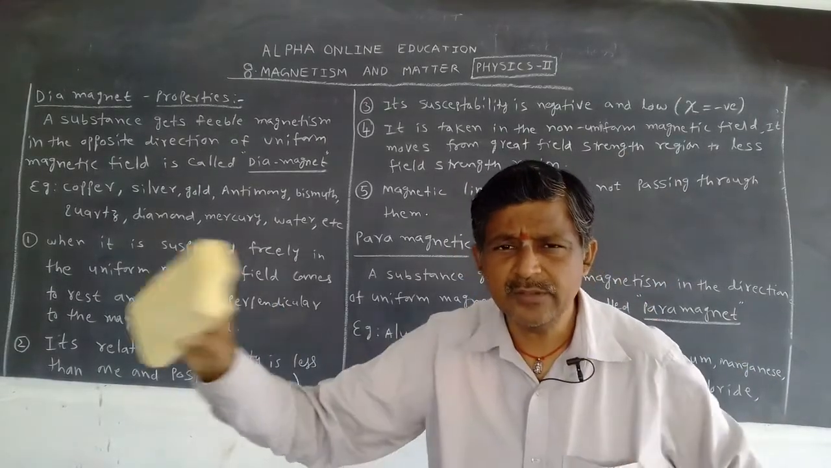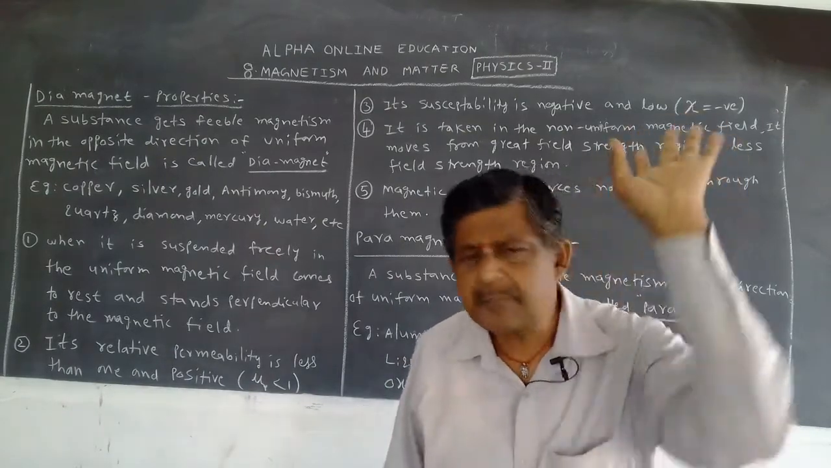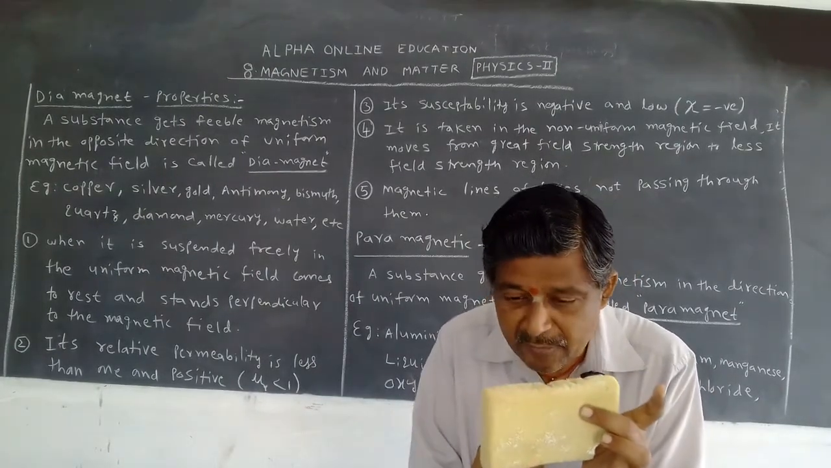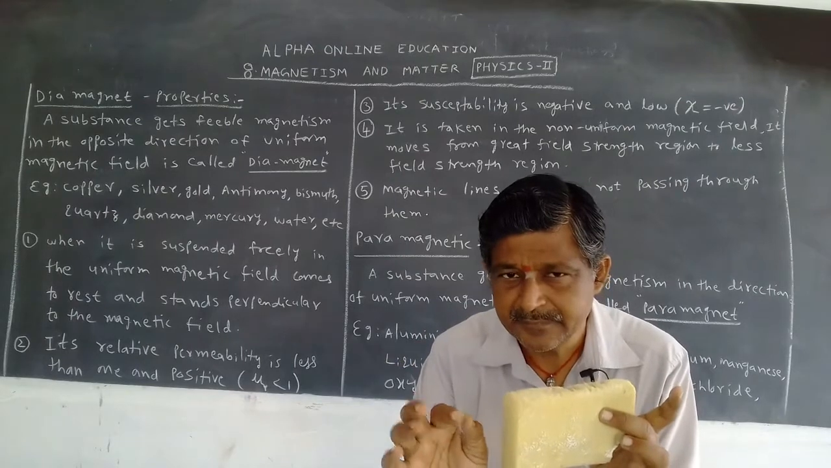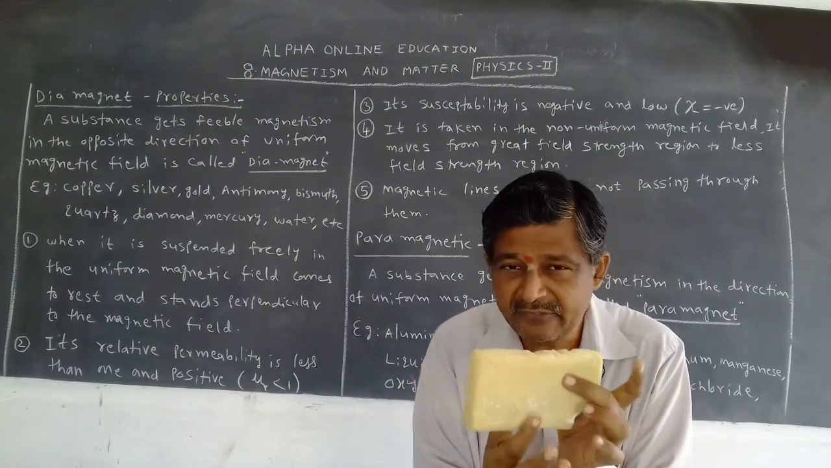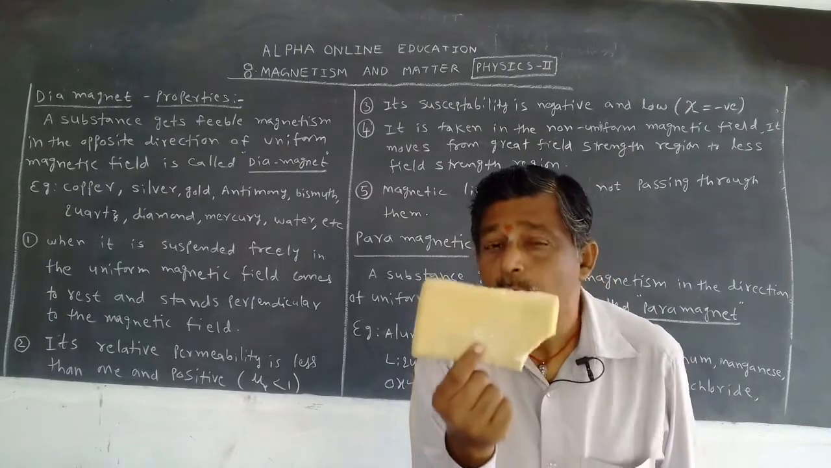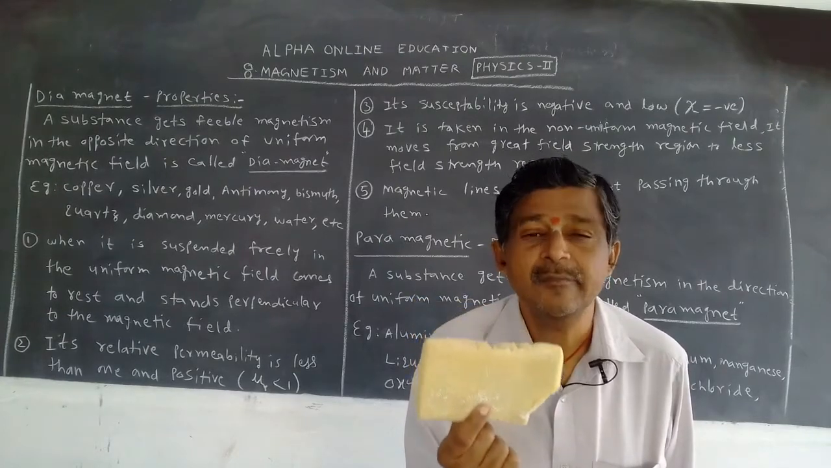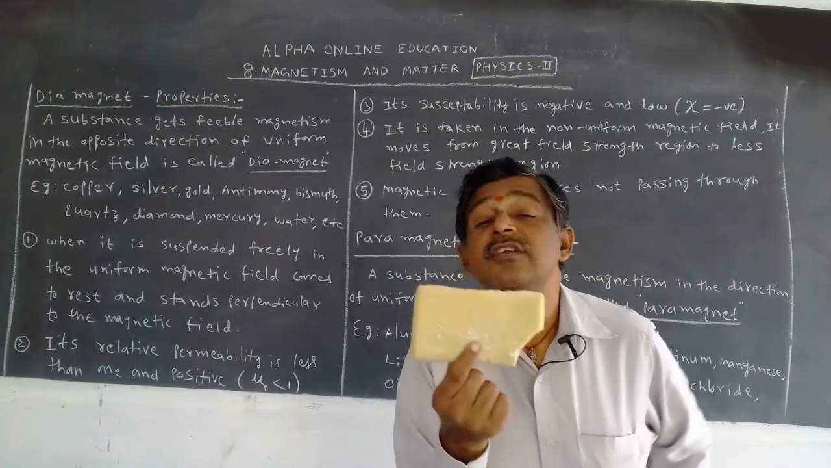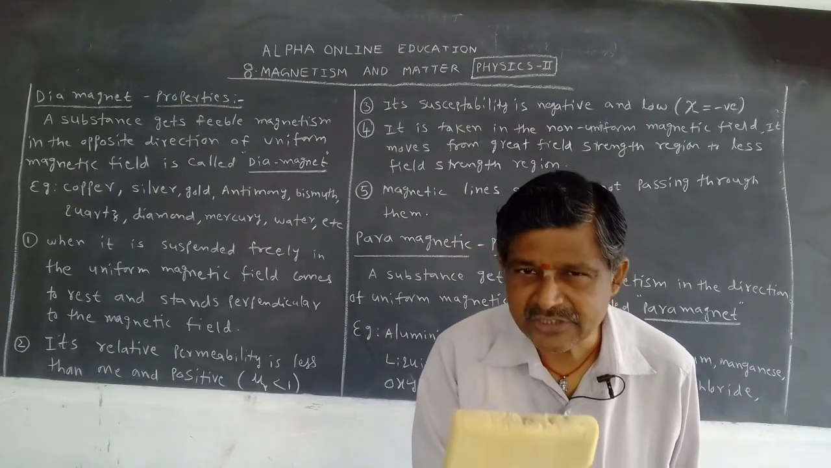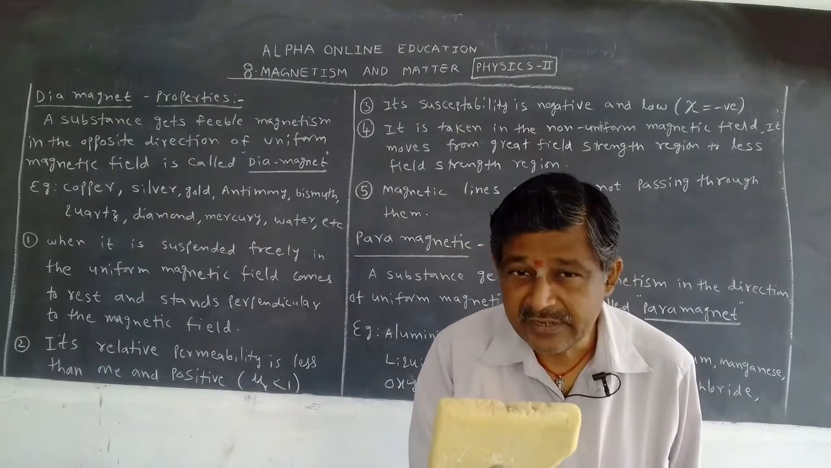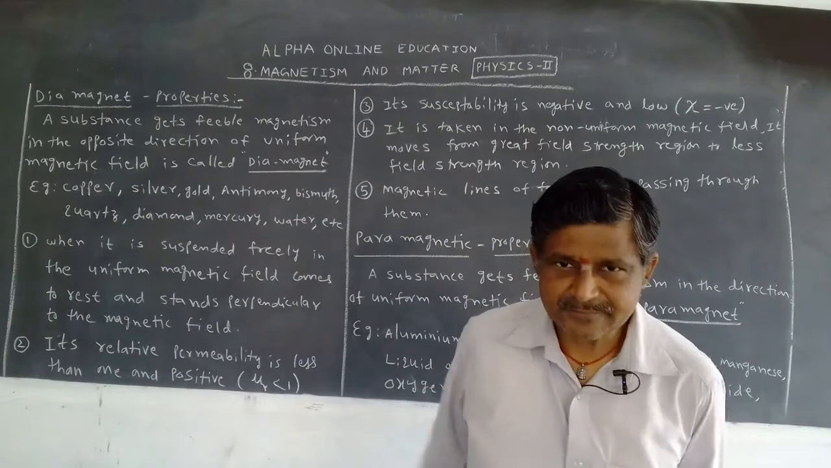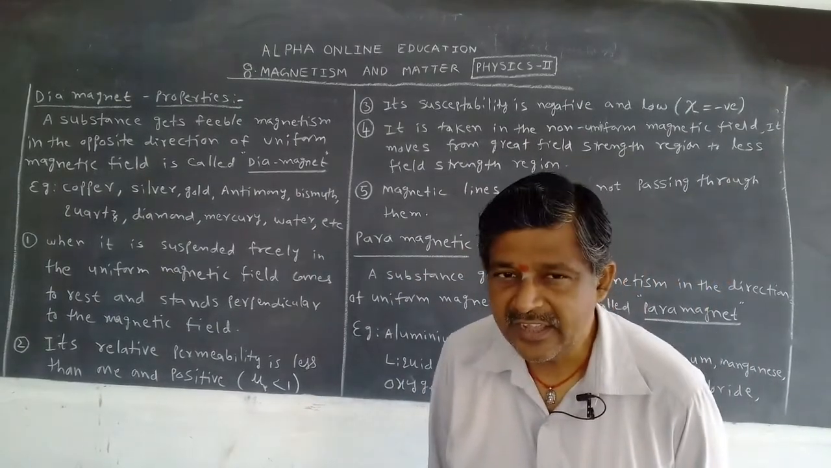If it is removed from the external magnetic field, the magnetism disappears. It disappears means that it gets the feeble magnetism in the opposite direction only while it is in the uniform magnetic field, also called the external magnetic field. It gets feeble magnetism in the opposite direction till it is in the magnetic field. When it is removed from the magnetic field, it disappears. Okay, this is about the diamagnet.